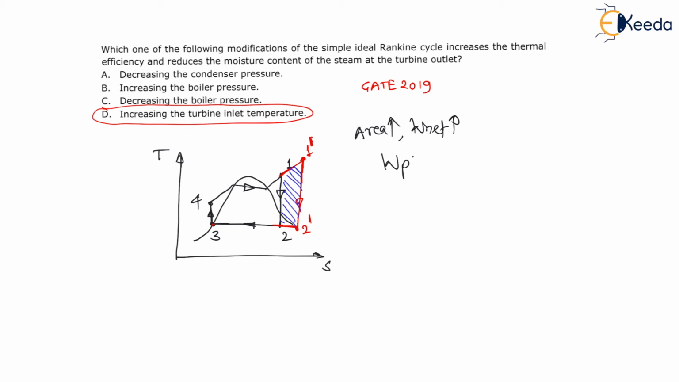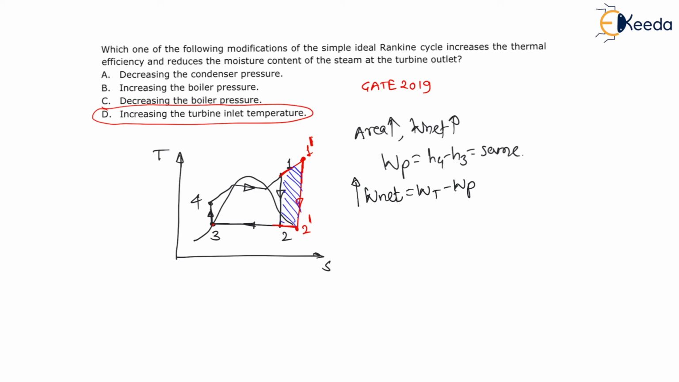And my dear students, here pump is nothing but, sorry, 3 to 4. 3 to 4 is a pump. And in both cases, H4 minus H3 is the same, before and after increasing the temperature of turbine inlet. Both cases the pump is same, that is 3 to 4, that means pump work is same. Therefore, the net work, which is nothing but work of turbine minus work of pump, is increasing.